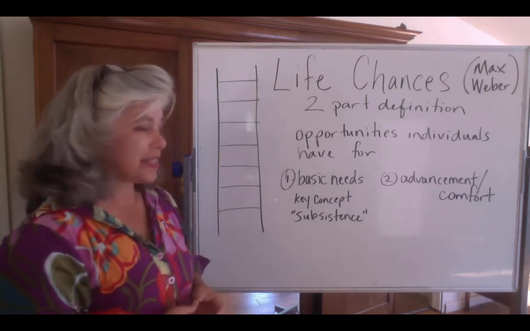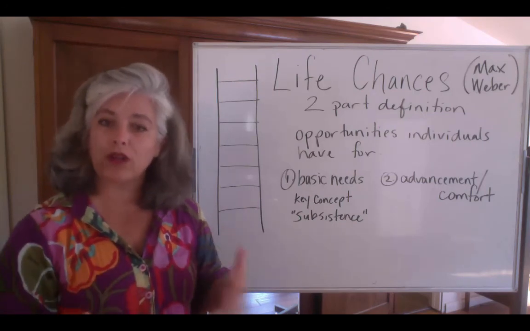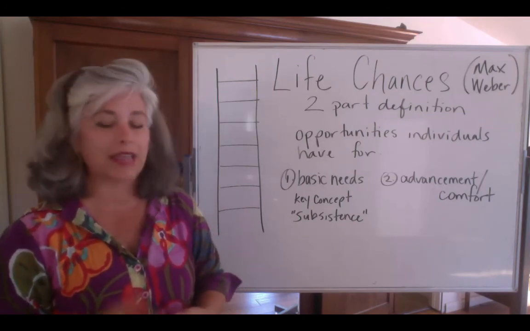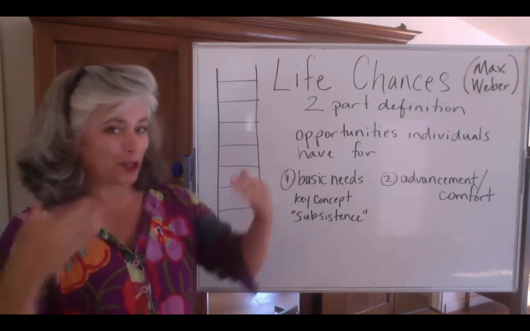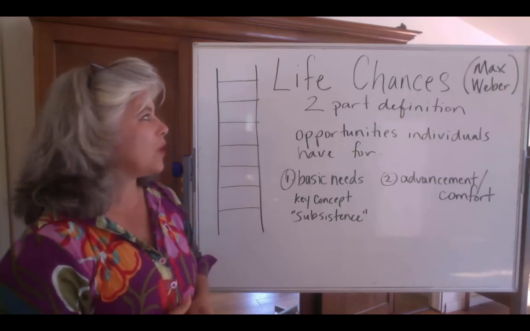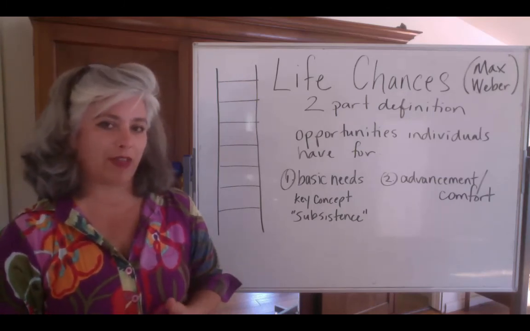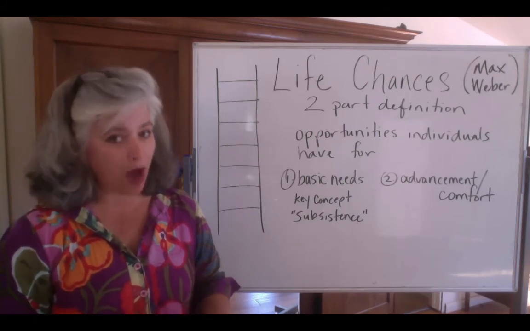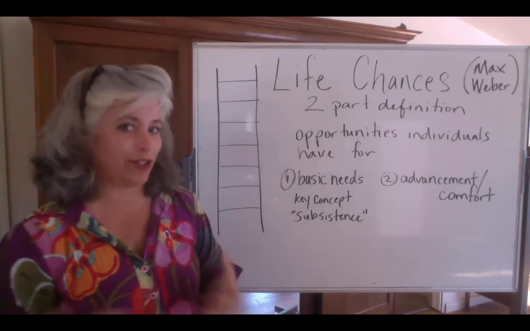So Max Weber is a very famous sociologist. He leaned toward conflict theory, so he looked at social inequality as his perspective, his viewpoint. And so he took notice of the differing styles of life that people had and the differing kinds of poverty that people experienced, and he coined this term, life chances.